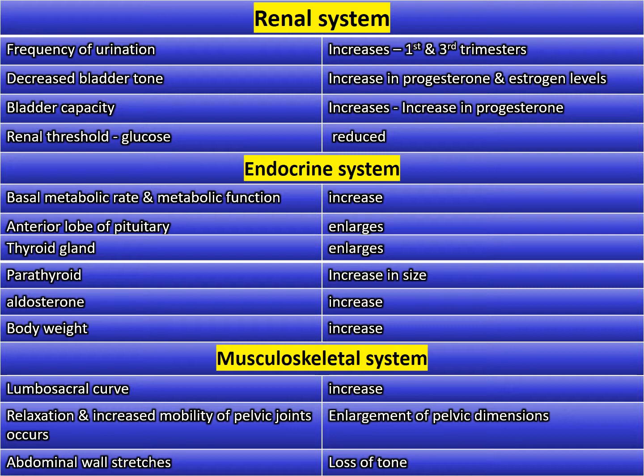Relaxation and increased mobility of the pelvic joint occur, which permit enlargement of the pelvic dimensions. The abdominal wall stretches with loss of tone throughout pregnancy, and this is regained in the postpartum period. Umbilicus flattens or protrudes. During pregnancy, postural changes occur as the increased weight of the uterus causes a forward pull of the bony pelvis. So it is important for the nurse to encourage the client to implement measures that maintain safety and correct posture to prevent a backache.